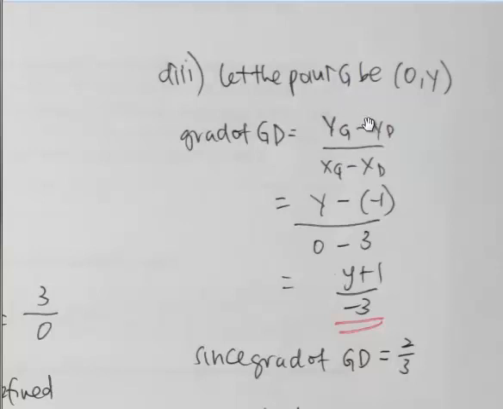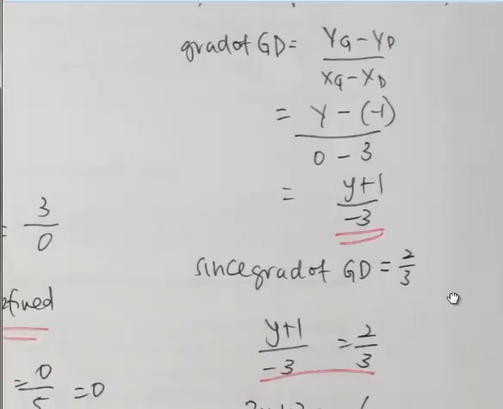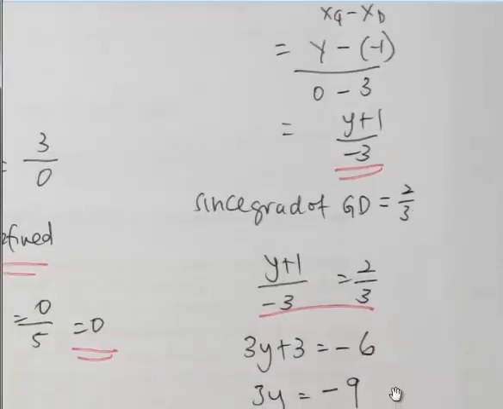So firstly, let the point G be (0, y). So the gradient of GD is yG minus yD over xG minus xD. So the y coordinate of G is y minus the y coordinate of D equals negative 1, divided by the x coordinate of G equals 0 minus the x coordinate of D equals 3. This is y plus 1 over negative 3. It's given that the gradient of GD is 2 over 3. So y plus 1 over negative 3 equals 2 over 3.